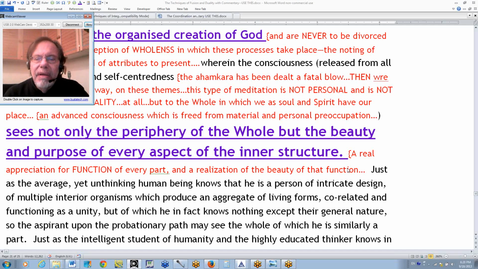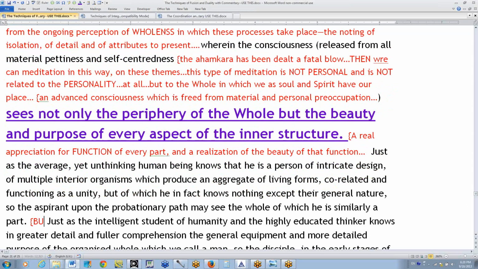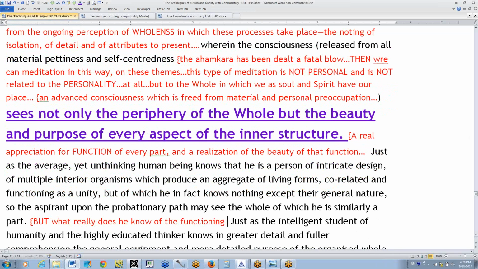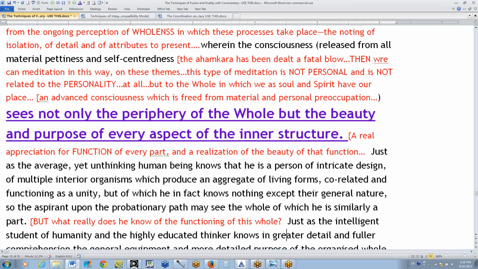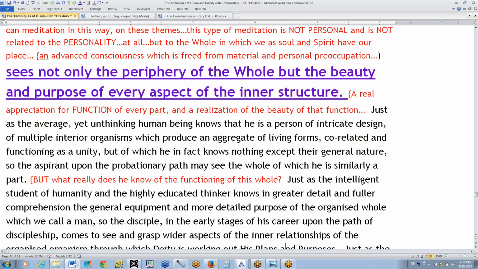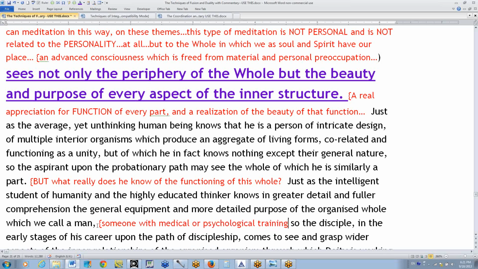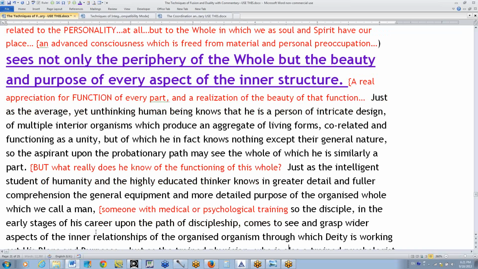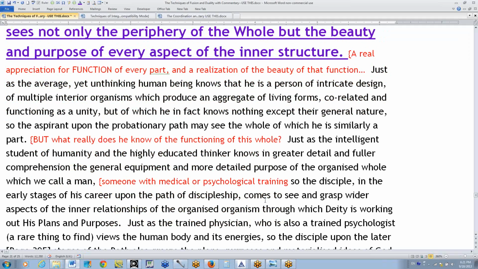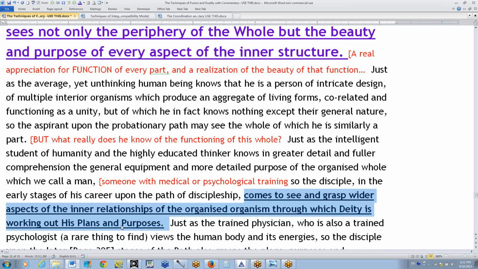So the aspirant upon the probationary path may see the whole, of which he is similarly a part. But, just say, but what really does he know of the functioning of this whole? What really? Just as the intelligent student of humanity and the highly educated thinker knows in greater detail and fuller comprehension the general equipment and more detailed purpose of the organized whole, which we call man, let's just say someone with medical or psychological training. So the disciple, in the early stages of his career upon the path of discipleship, comes to see and grasp wider aspects of the interrelationships of the organized organism through which deity is working out his plans and purposes.